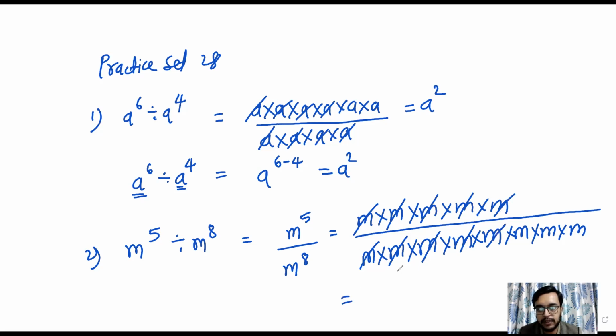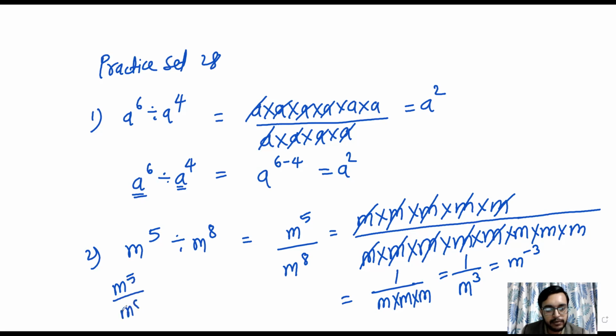Here what remains? 1 upon m into m into m, and that is 1 upon m cube. Why? Because 1, 2, 3, and it can be written as m raised to power minus 3. Or you can solve this as m raised to power 5 upon m raised to power 8, which is m raised to power 5 minus 8, equal to m raised to power minus 3.